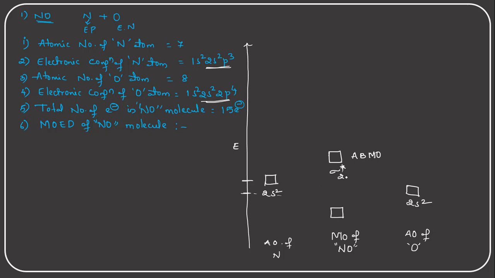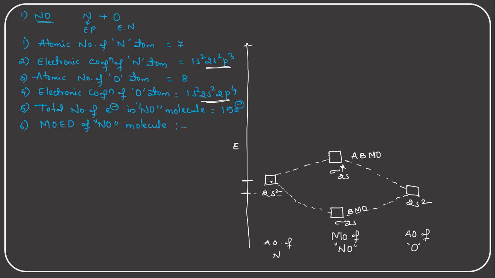Sigma star 2s, and this bonding molecular orbital is represented with the sigma orbital of 2s, because 2s orbitals are merging, right? And this is having a higher energy, and this atomic orbital is having a lower energy, and when both are formed, they turn into molecular orbitals.